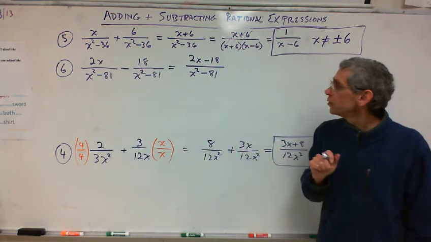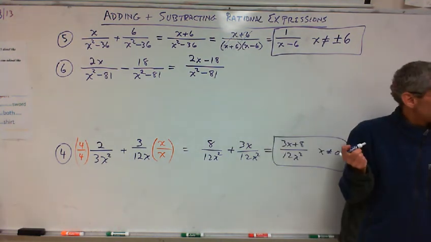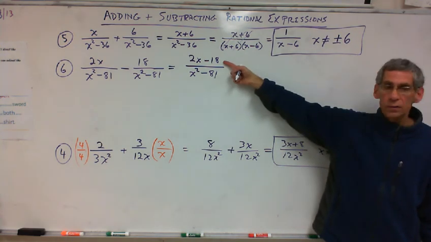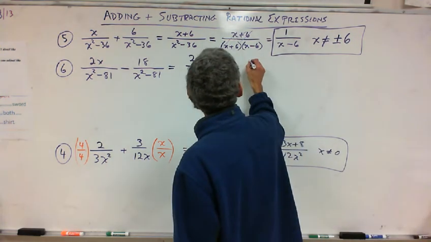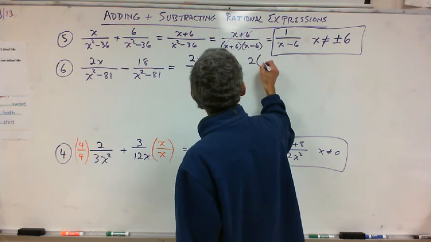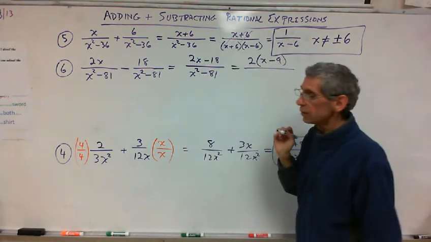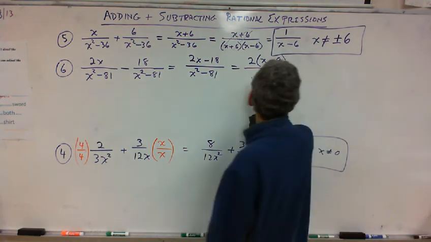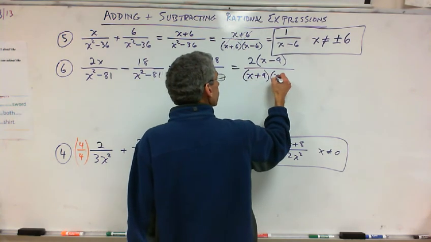All right. So basically I've gotten my answer, but I have to simplify it now, right? So can I factor the numerator? Yes. Okay, what would it be? 2 times x minus 9. Okay, can I factor the denominator? Yeah. What would that be? X plus 9 times x minus 9, difference of two squares.